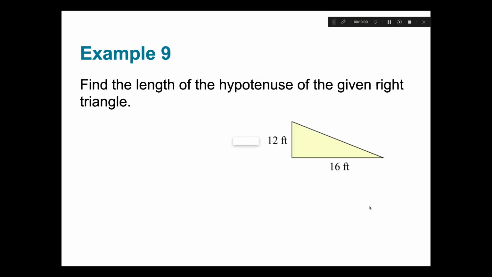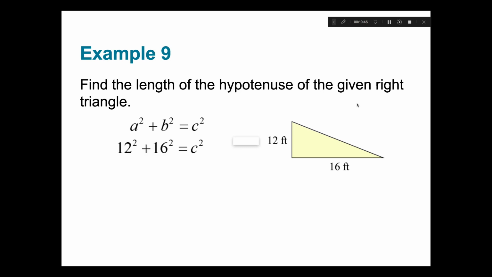So they give us two legs. This is also on the back of your paper. It gives us two legs. We have to add these numbers, but first, what do we have to do? Multiply it by itself. We have to square it. PEMDAS says we're going to do exponents first. So we have to do 12 squared and 16 squared. That's going to give us the length of the hypotenuse, the diagonal side of our triangle, squared.